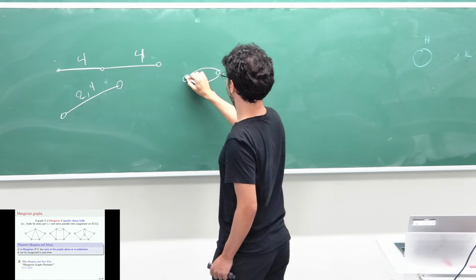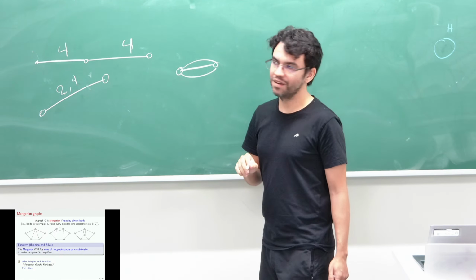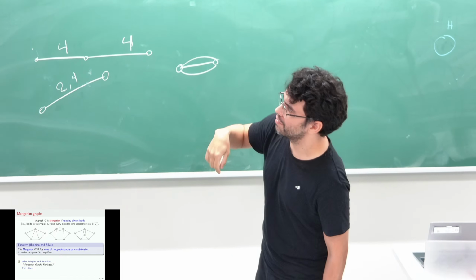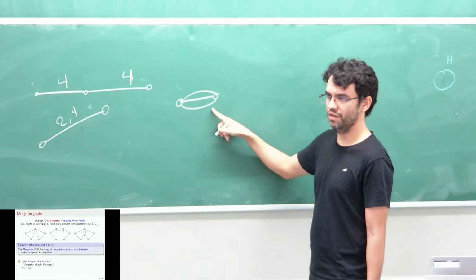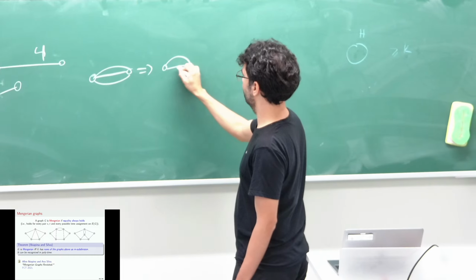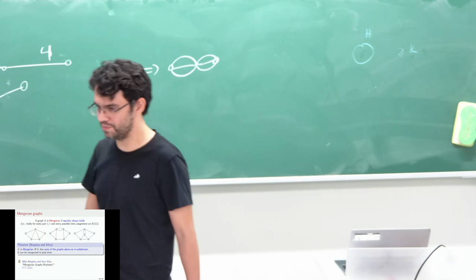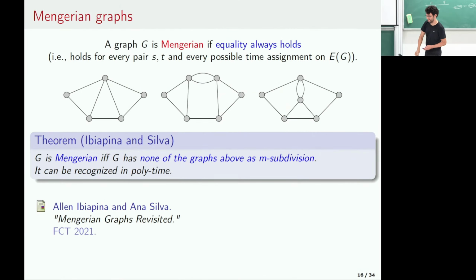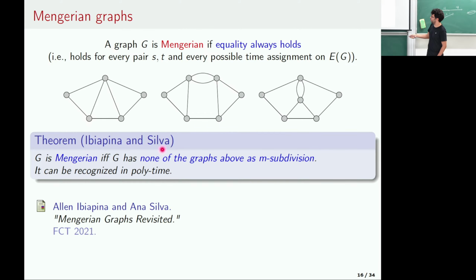So G will always be a simple graph? Not in this case, I guess. So I can start with this. So an M-subdivision of this would go... Right. So I guess a figure would be good here. Okay. Oh yeah, and they can be recognized in polynomial time.